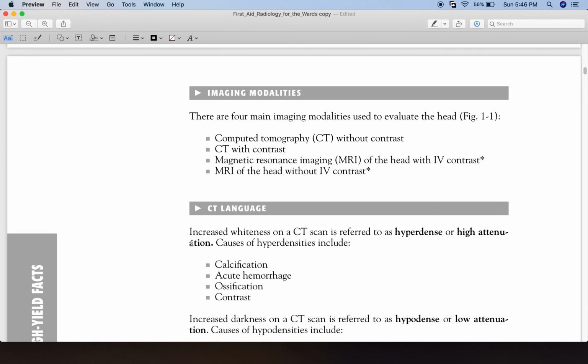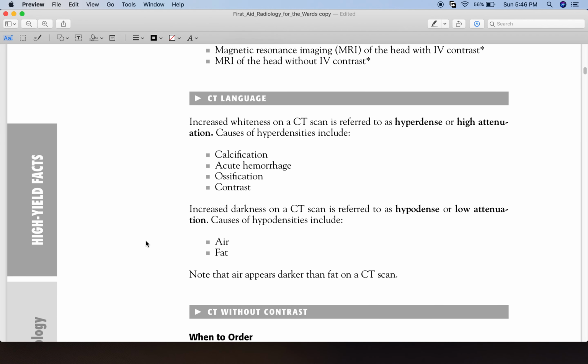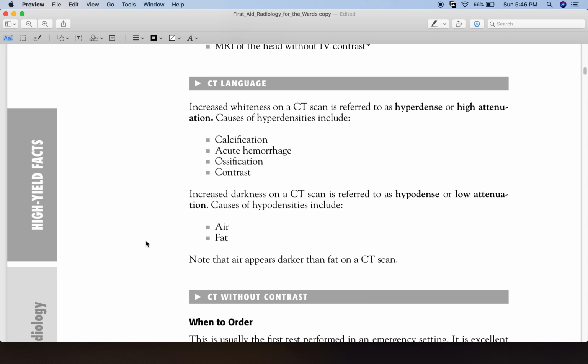There are four main imaging modalities used to evaluate the head. We have the computed tomography with contrast and without contrast, and we have the MRI with IV contrast, and the MRI without IV contrast. So we don't have X-ray because, well, with X-ray you're just going to see the skull, so it's not interesting for us because we are talking about neuroradiology. Okay, so the CT language.